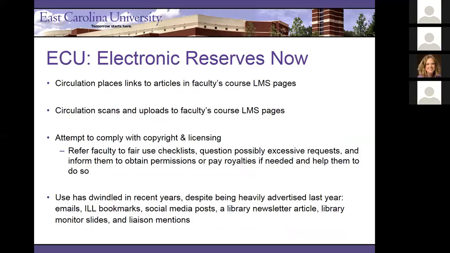And then if they ask for something that is in the print or microfilm collection, then we'll scan that and put that into the Blackboard page for the faculty member.